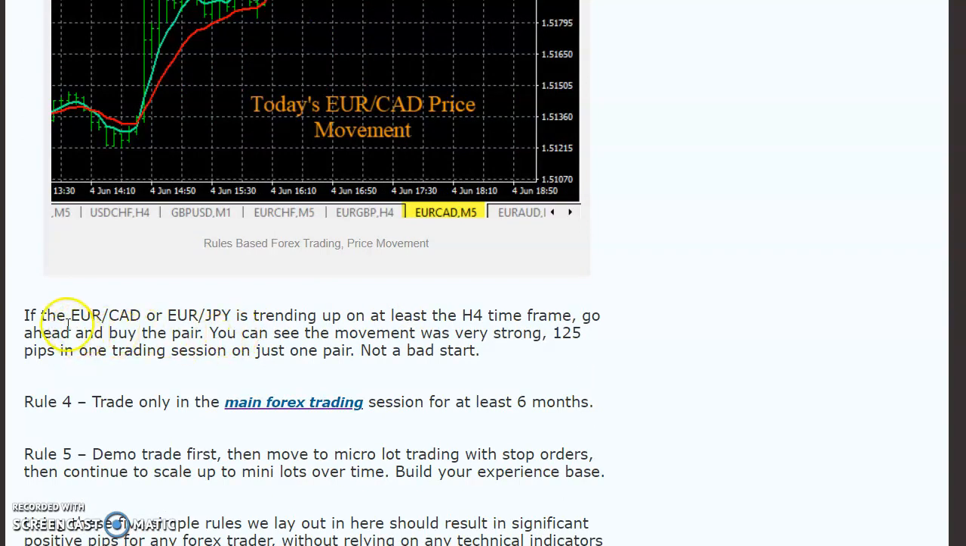Okay, so if the euro Canadian or euro yen is at least trending up on the H4 time frame, you got yourself a trade entry. 125 pips of movement in one trading session on just one pair. So this is a pretty good start on these rules.